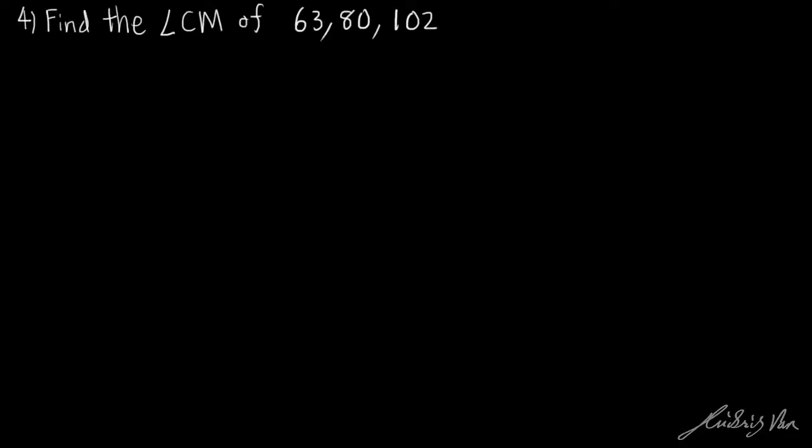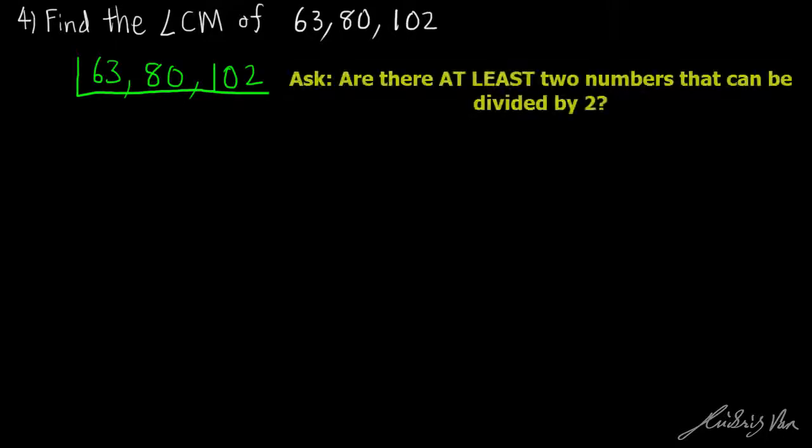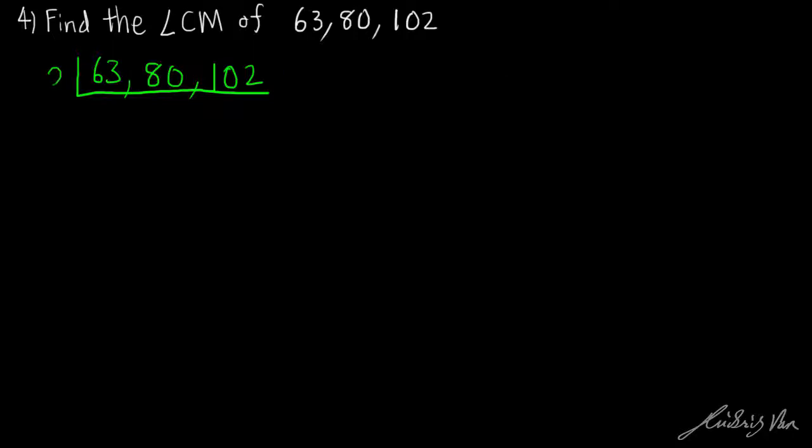So now let me erase the board and we take a look at another example where 3 numbers are given. So example 4 asks us to find the LCM of 63, 80 and 102. Like always, we list them out. Then the first question to ask is whether at least 2 of the number can be divided by 2. And the 2 even number 80 and 102 can be divided by 2. So let us do it. 63 will remain as 63 because it is not divisible by 2. And we will have 40 as well as 51.